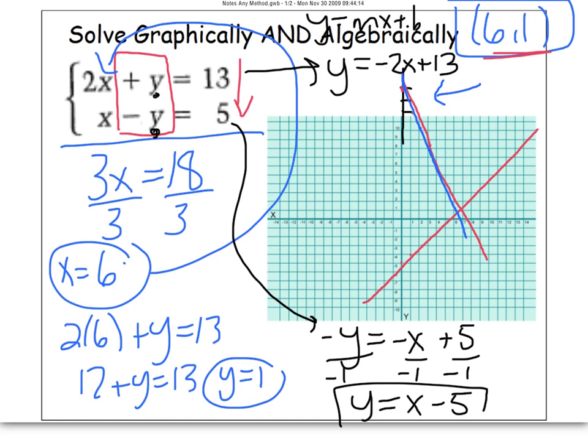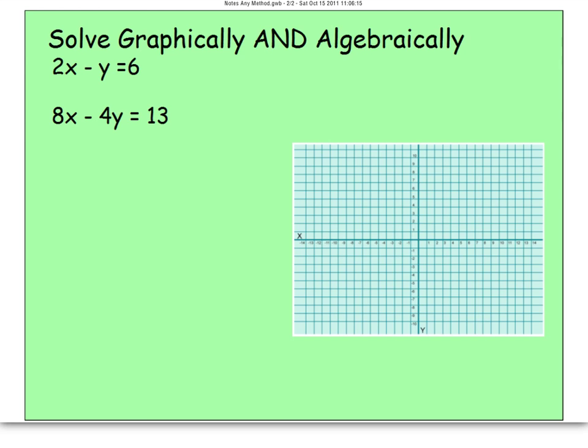This will actually cross at 6, 1. This is why I always use the algebra to support it. Let's look at this one and just do an algebraic method. You can choose substitution or linear combination.